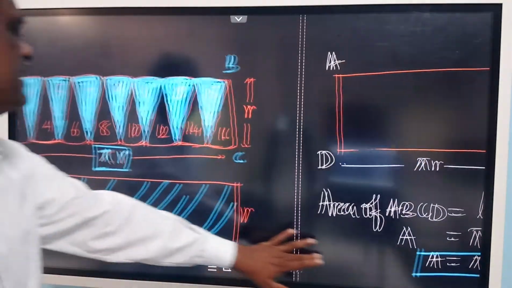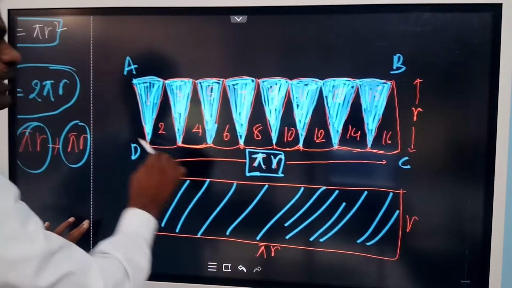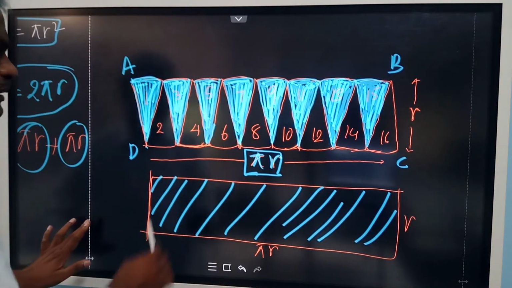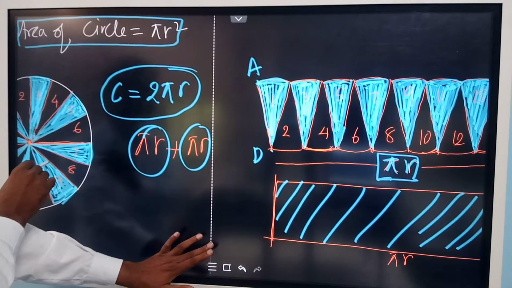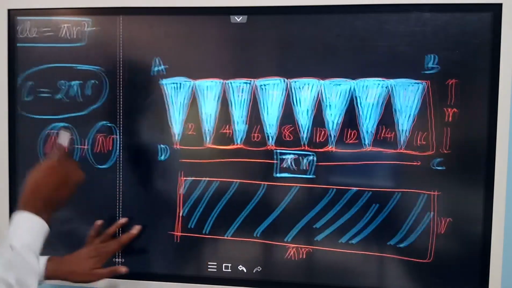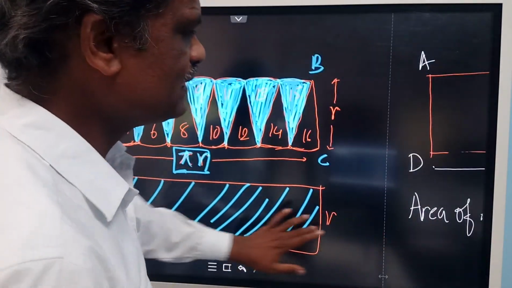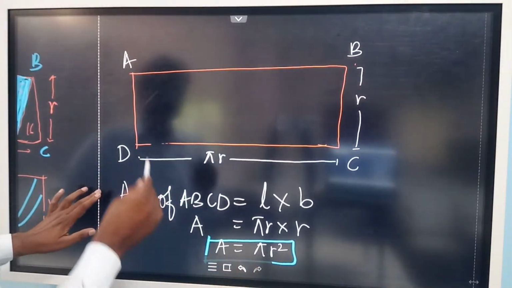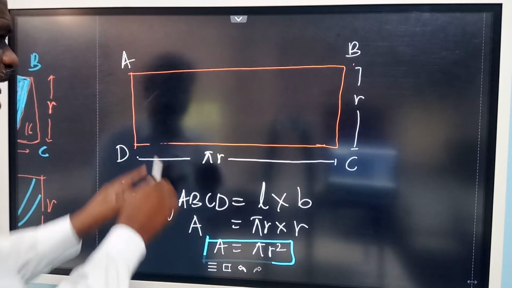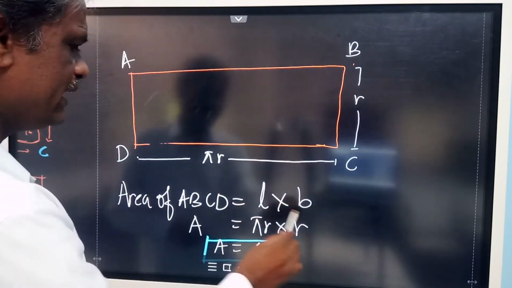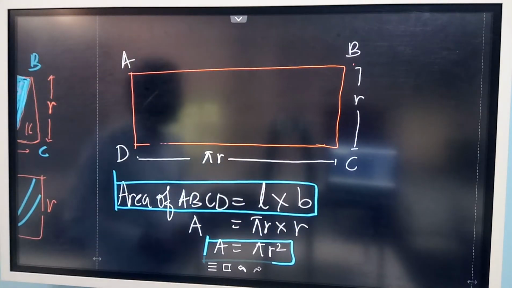So that means the area of this circle is the same as the area of this figure. Otherwise, you can take the area of this rectangle. Both are the same. The circle's area and this area must be the same because we have cut the circle and arranged it in this form. So the area of that circle is the same as the area of this rectangle. What is the area of this rectangle? It is length into breadth. The area of a rectangle, you know the formula, is the product of length and breadth.